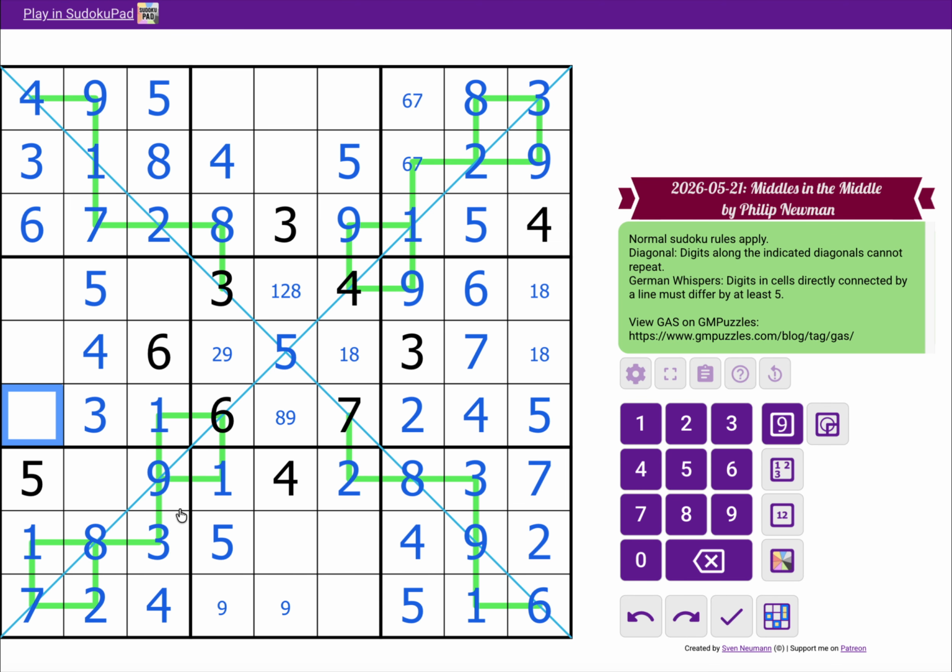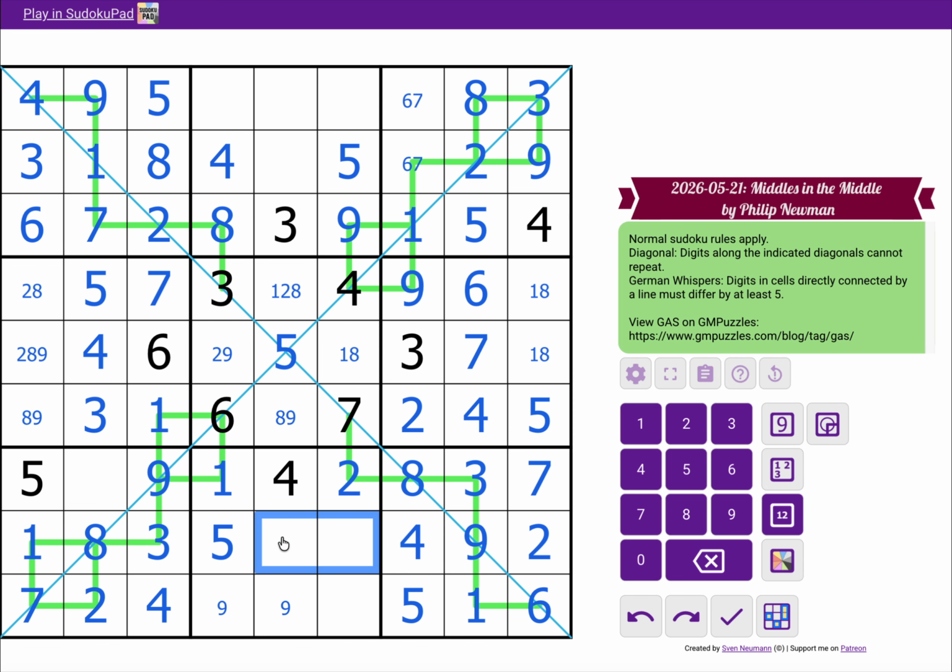And 1, 2, 3, 4, 5, 6. This is a 7. And we need 2, 8, and 9. So let's see, 2, 8, 9. This is not a 2. This is not a 9. Okay, here we need a 6 and 7. This is a 6, 7 pair.